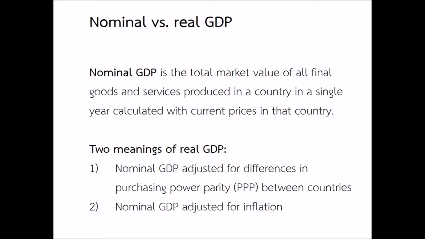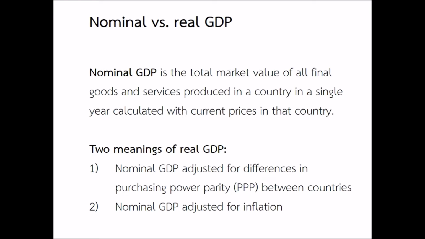Nominal GDP is the total market value of all final goods and services produced in a country in a single year, calculated with current prices in that country. I will show you on the next slide what that means.